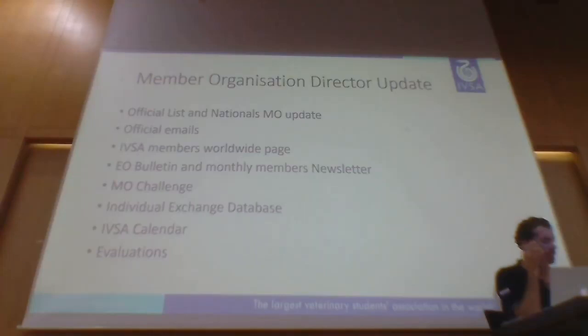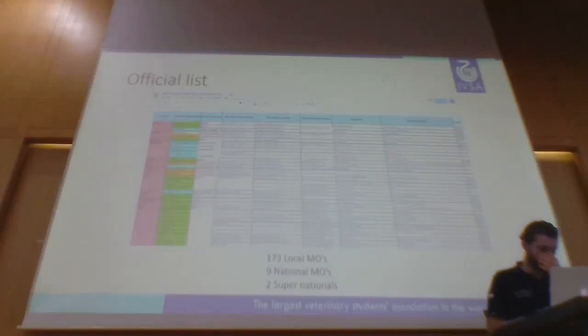Cool, so I'll just whiz through what we've been doing. The first half of the year was sorting out the official list. We had to find the president, well, the new president, the new exchange officer for this term from each of our local MOs, of which there are 173. As you can imagine, it was a rather large task.